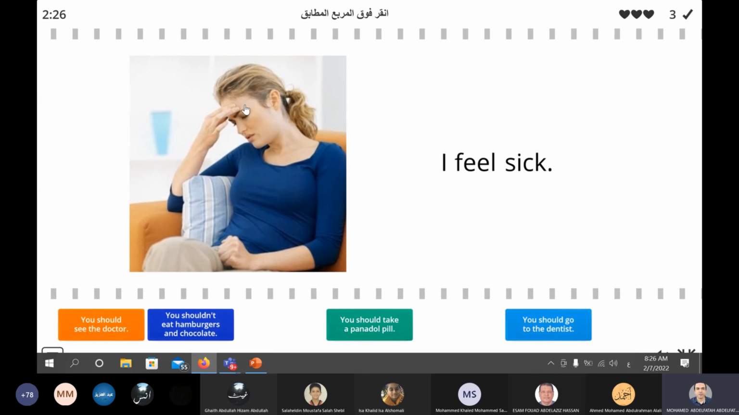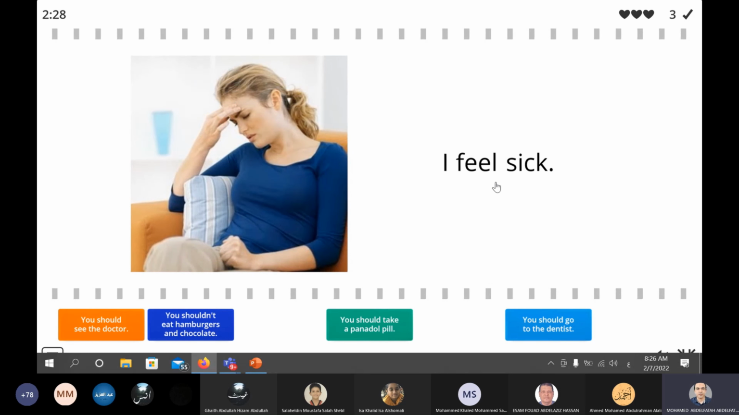Number 4, look at this woman. She has got a headache maybe, and she says, I feel sick. When you feel sick, what will you do? What is the advice you will give this woman? Take a Panadol. You should take a Panadol pill. You should see the doctor.